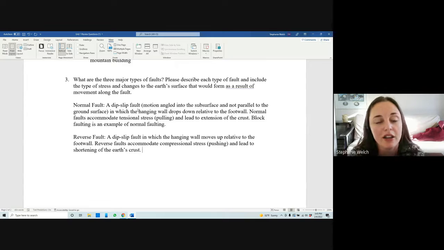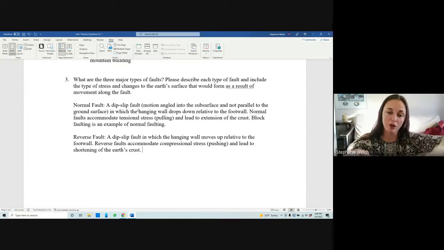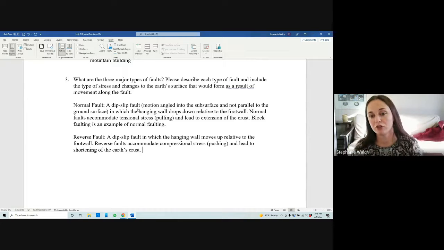So another way of thinking of normal versus reverse faults is that they're basically the opposite of each other. They are viewed the same way. They're both more visible in profile when the block is either moving up or down relative to the lower block and accommodating those 2 different types of stress.